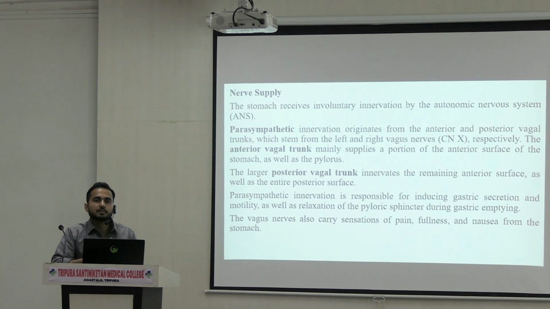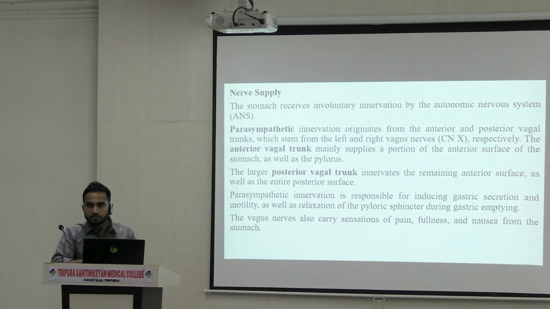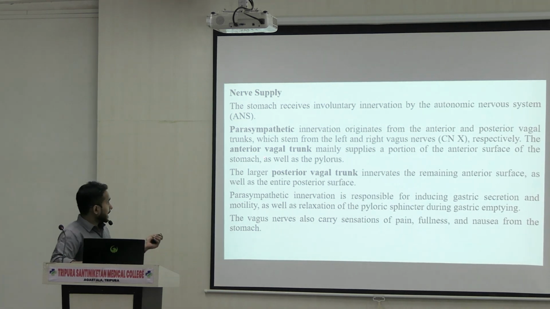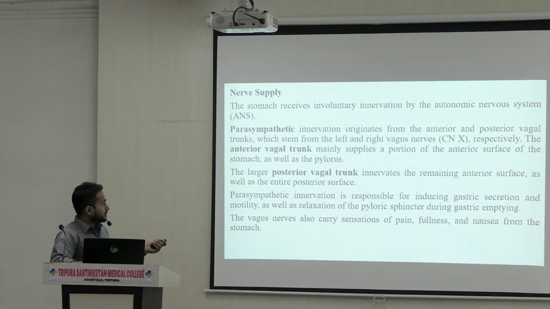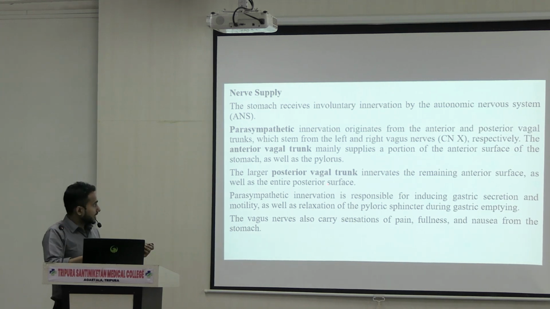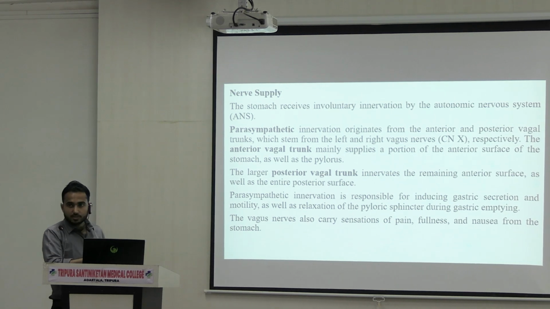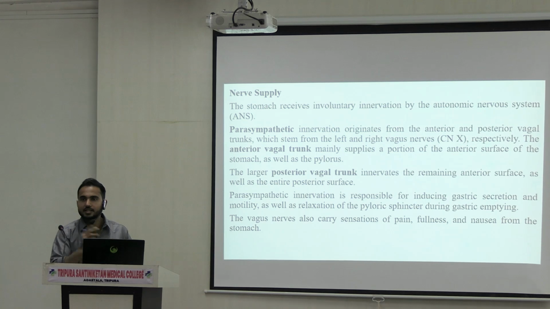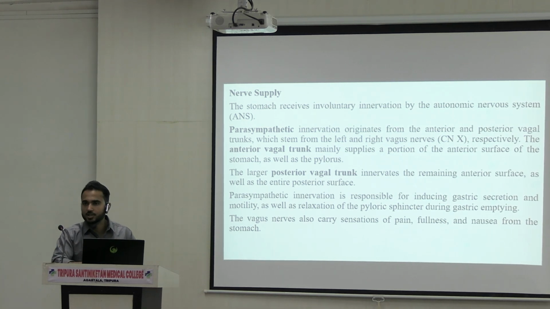The vagus nerve is nothing but the 10th cranial nerve. Now the anterior vagal trunk mainly supplies a portion of the anterior surface of the stomach as well as the pylorus. These are the areas which are supplied by the anterior vagal trunk. Now the posterior vagal trunk will supply the remaining anterior surface as well as the entire posterior surface. This is how the nerve divides and then supplies the various aspects of the stomach.